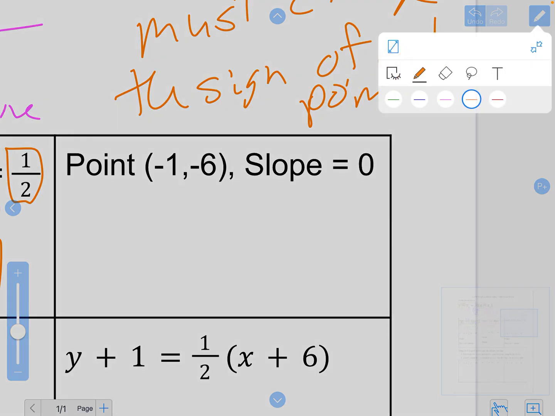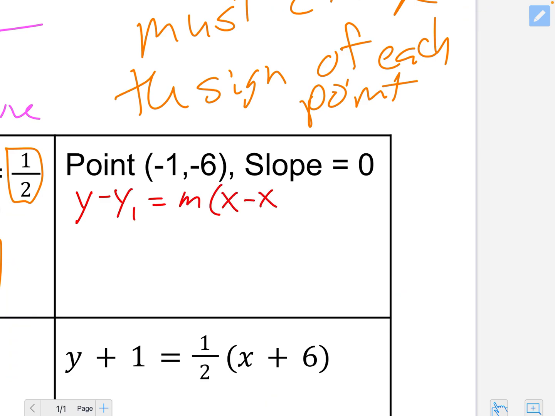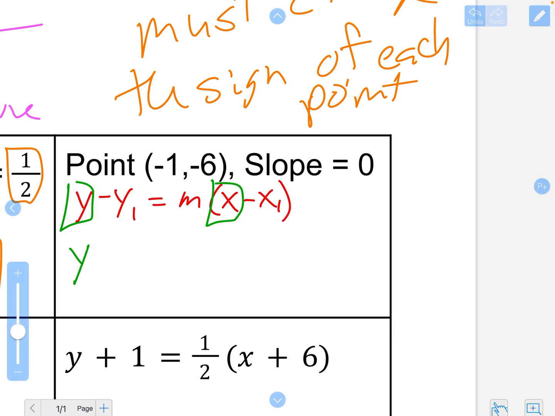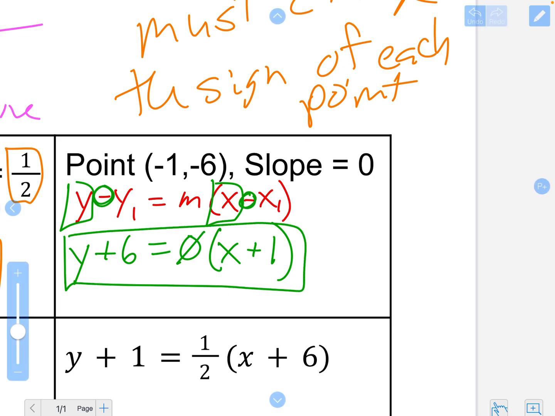All right, one last one. Again, y minus y1 equals m parentheses x minus x1. Again, our y and our x are simply variables. They're going to stay there. So we put y. We need to change the sign of our y point, so our 6 becomes positive, equals our m, which is 0. Our x is simply a variable, so we rewrite it. Our x1 has the negative in front of it, so we need to change the negative 1 to positive 1. And that right there is our point-slope equation.